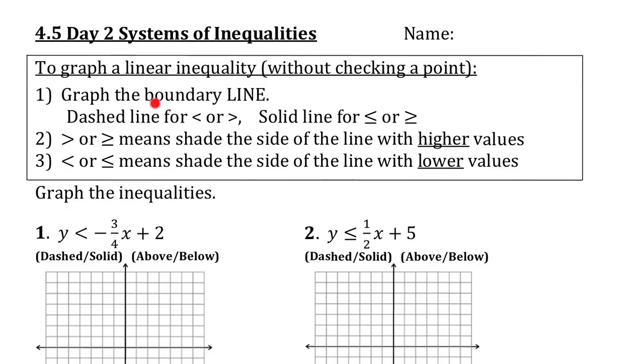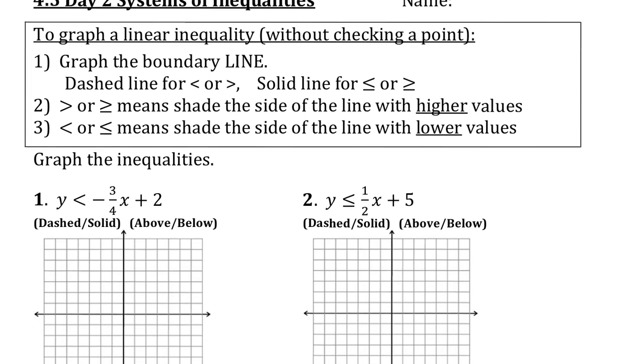Okay, the first step is you're going to graph the boundary line. Remember, it's a dashed line if it's less than or greater than, and solid if it has the equals at the bottom. If it's greater than or equal, we shade the side of the line with the higher y values. Less than or less than or equal means shade the side of the line with the lower y values.